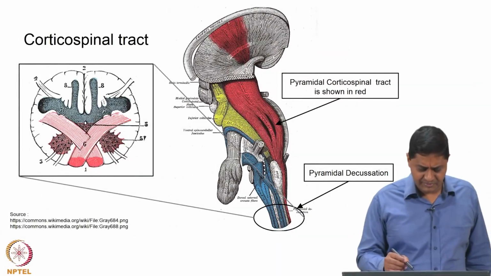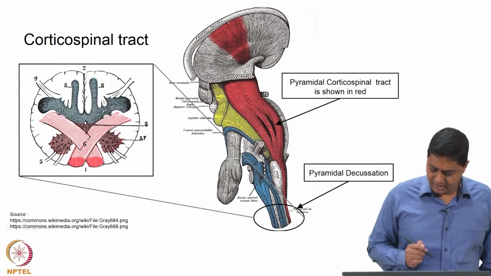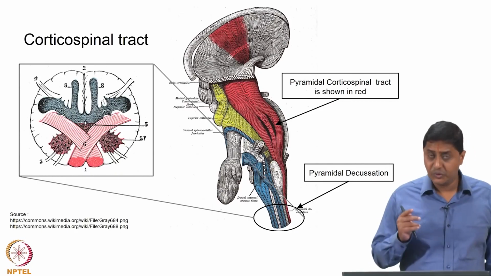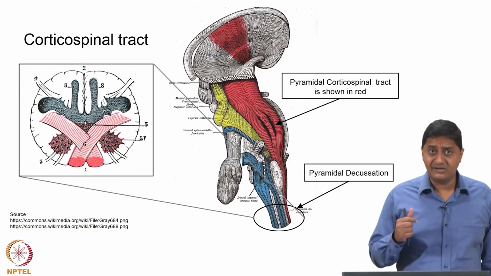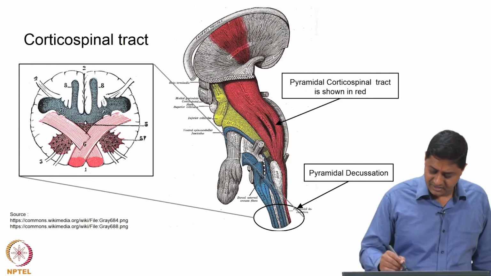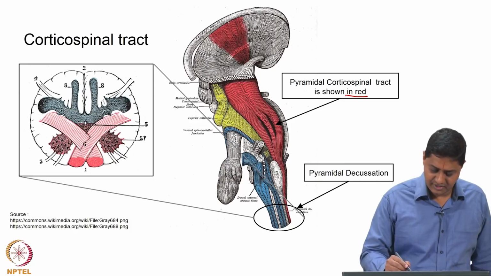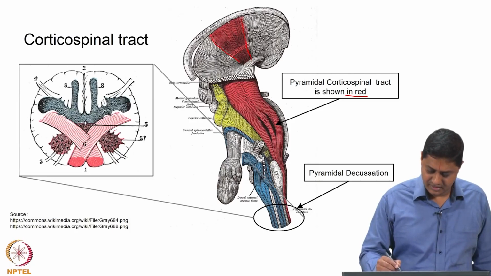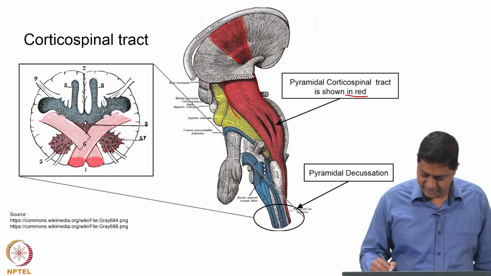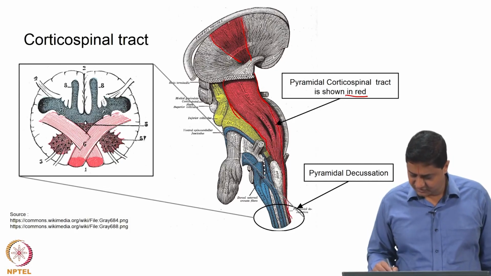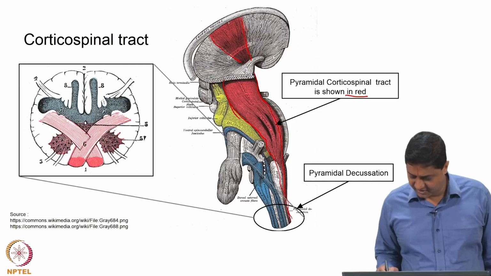Now, a picture showing this pyramidal tract. Note that the pyramidal tract is composed of two. One is the corticospinal tract, the other is the corticobulbar tract. The pyramidal tract is shown in red here. So, it is coming like that, and then it comes out like that through the cerebral peduncle, okay. And then it is seen here.